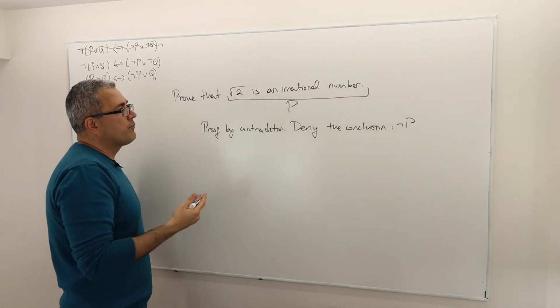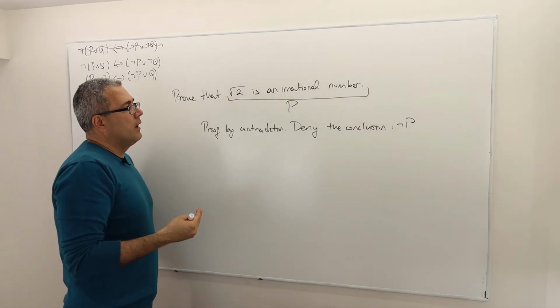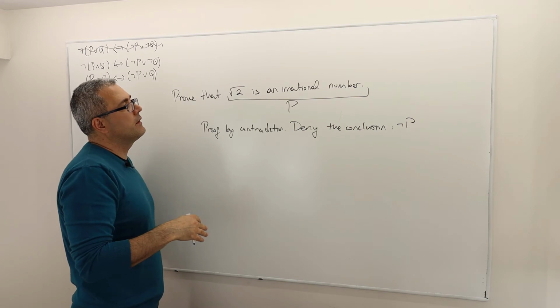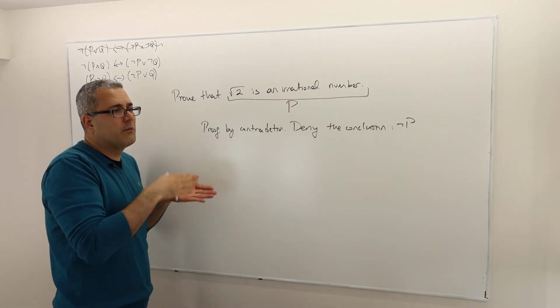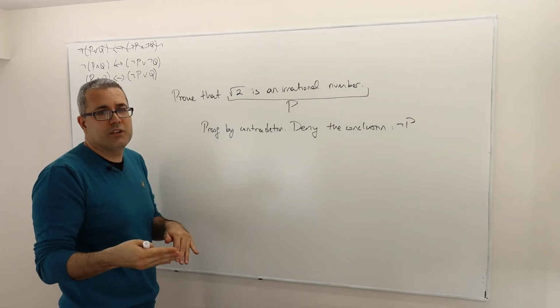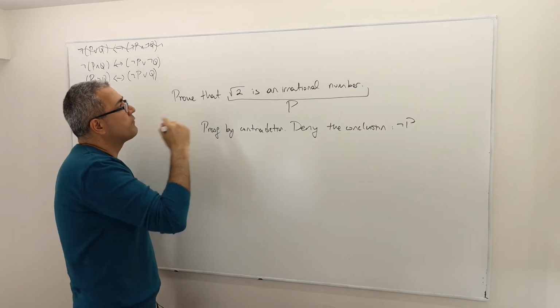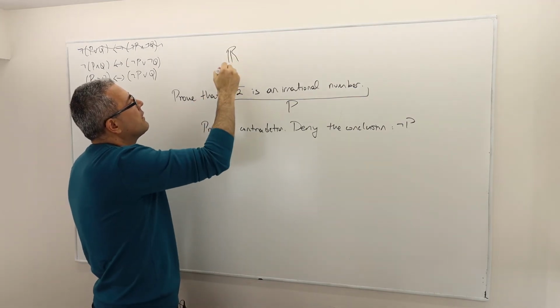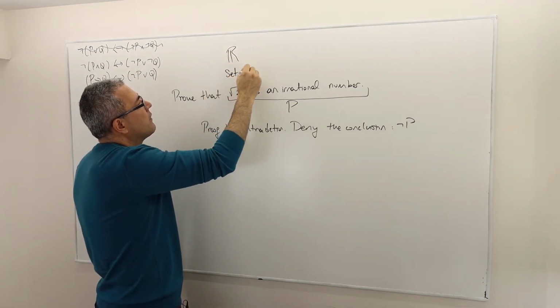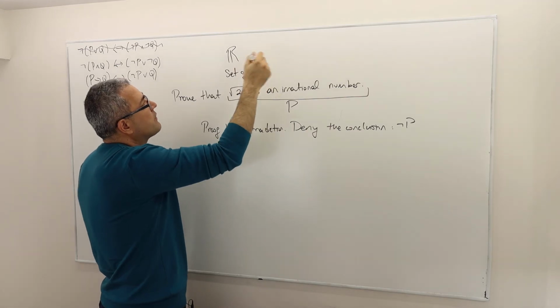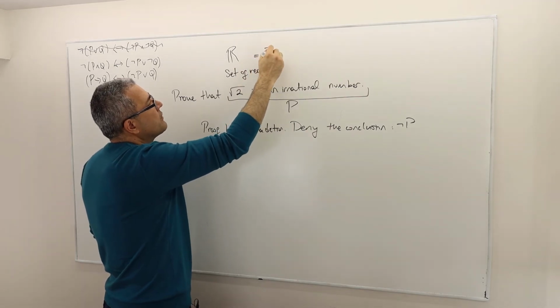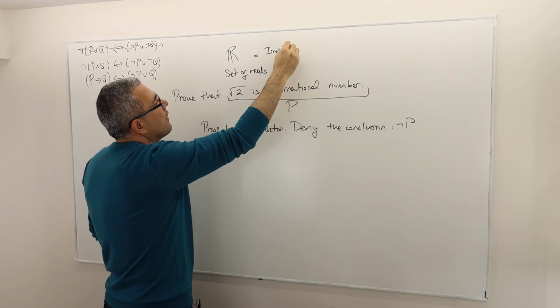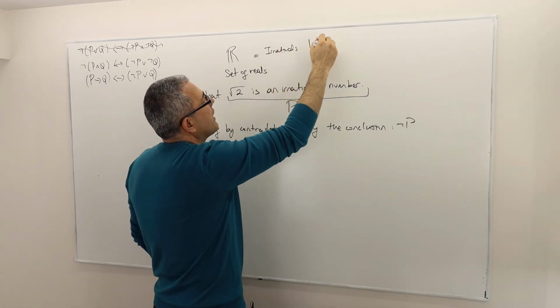So as we know, a number is either an irrational number or a rational number, all right? So the set of reals consists of irrationals and rationals.